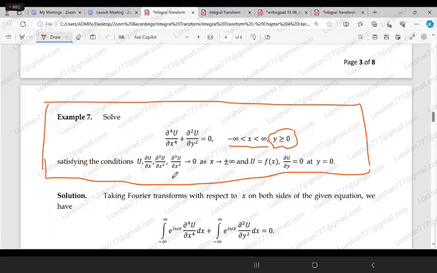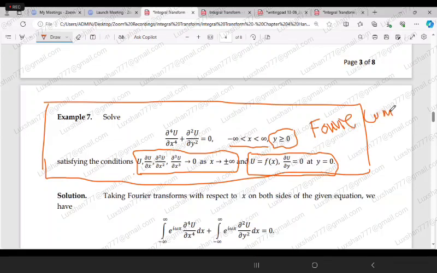Also, you see that here u, ∂u/∂x, ∂²u/∂x², ∂³u/∂x³ all tend to 0 as x tends to infinity. Therefore, we can use that derivative formula. These are actually initial conditions. Therefore, for this problem, we have to use the Fourier complex transform, or simply the Fourier transform.